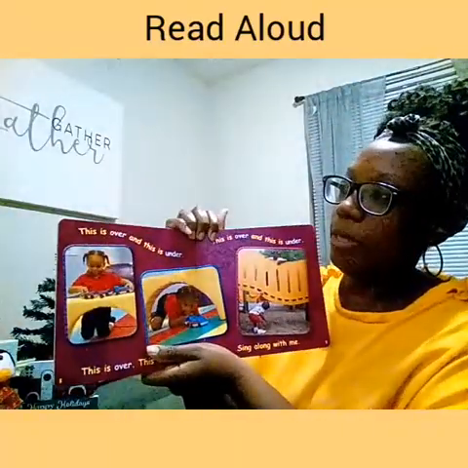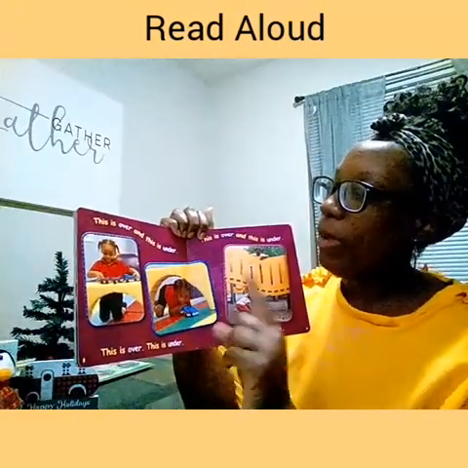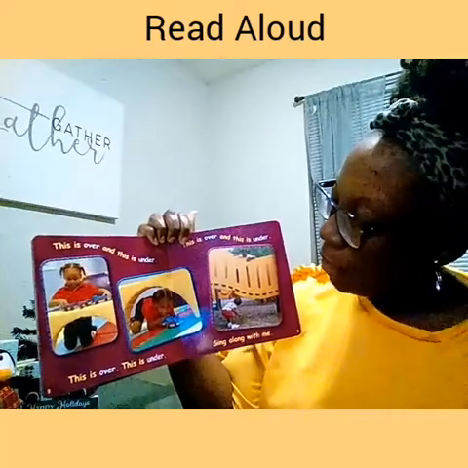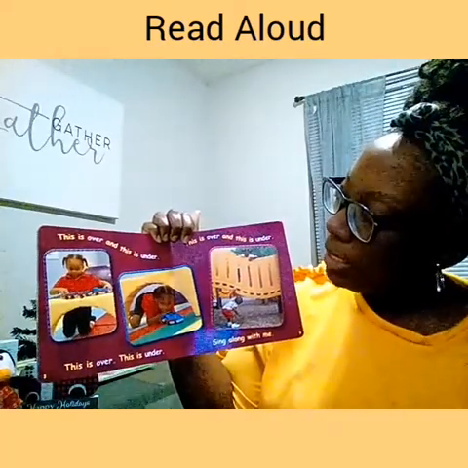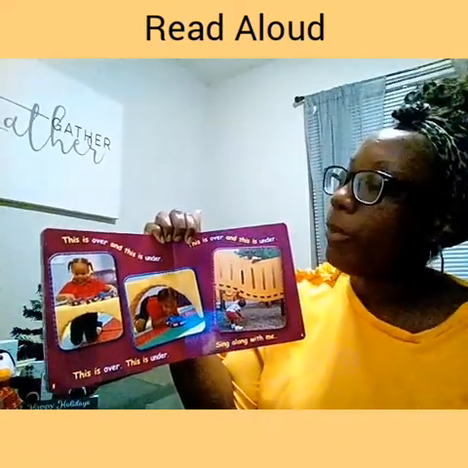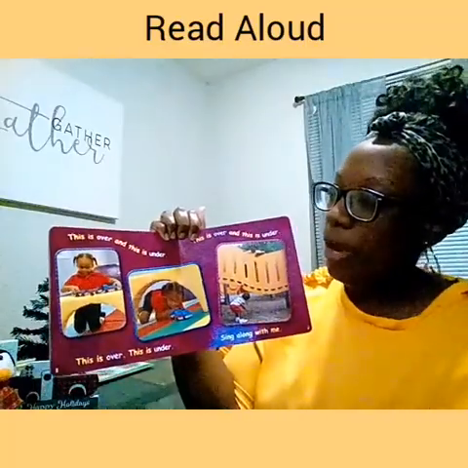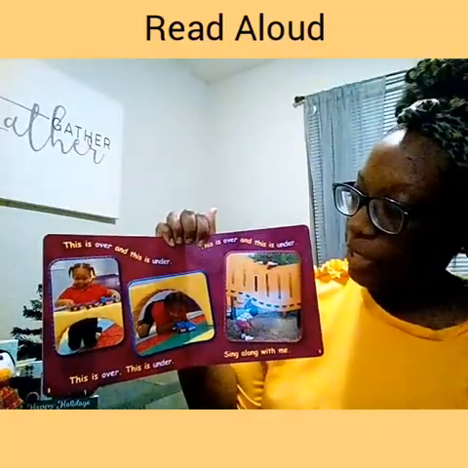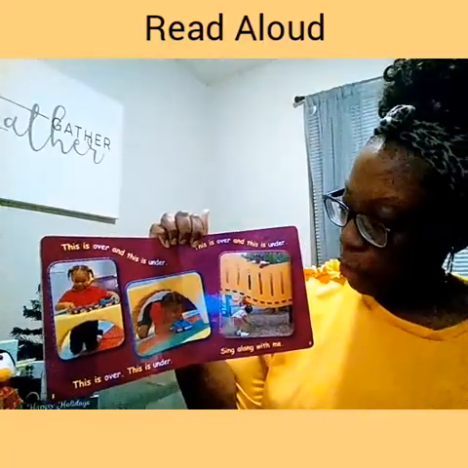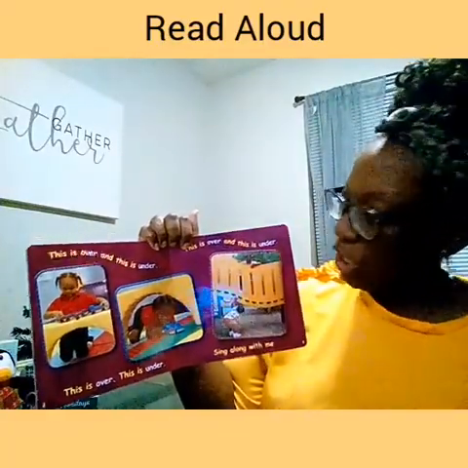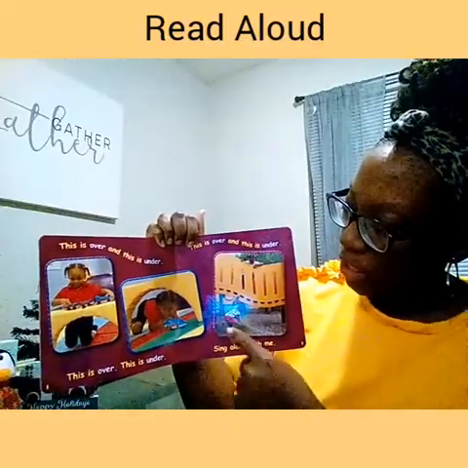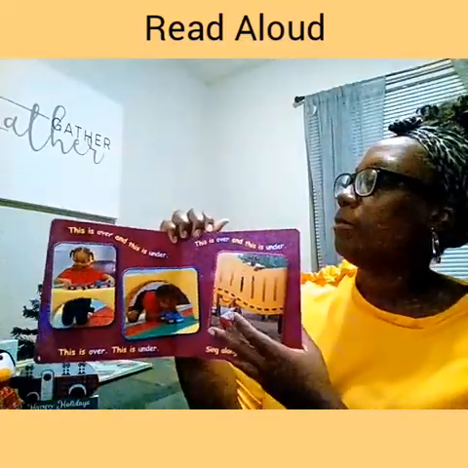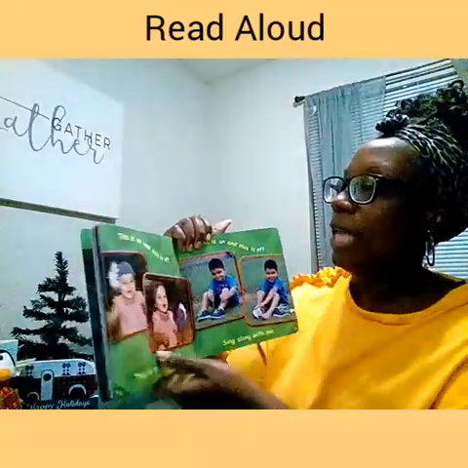What's our next opposite? This is over and this is under. Sing along with me. So where's the train? It's over the tunnel. And then her and the train are under the tunnel. Look, she's over the bridge. And now look down here. She's under the bridge.